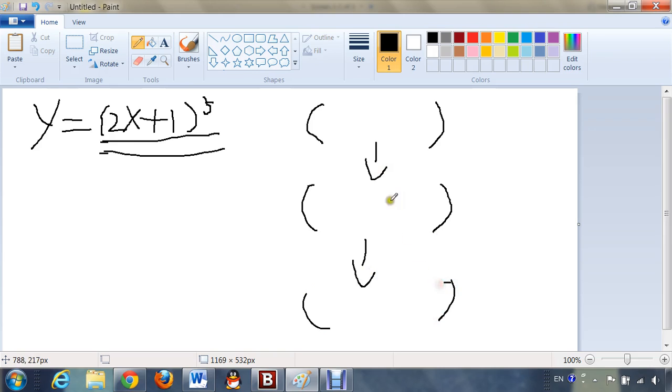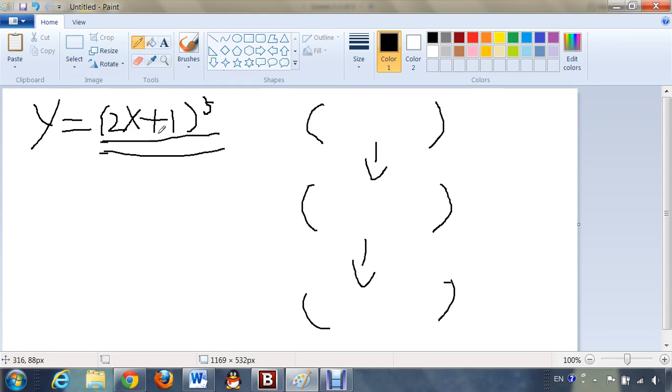First thing first, remember when I was solving this question previously, I tried to take the derivative from the outside and then toward the inside, right? But for this question, you look at the inside first.